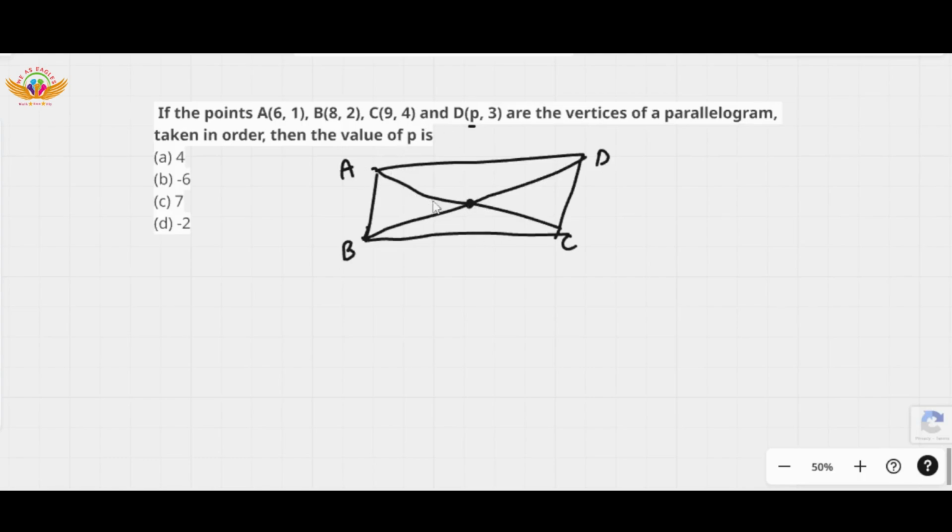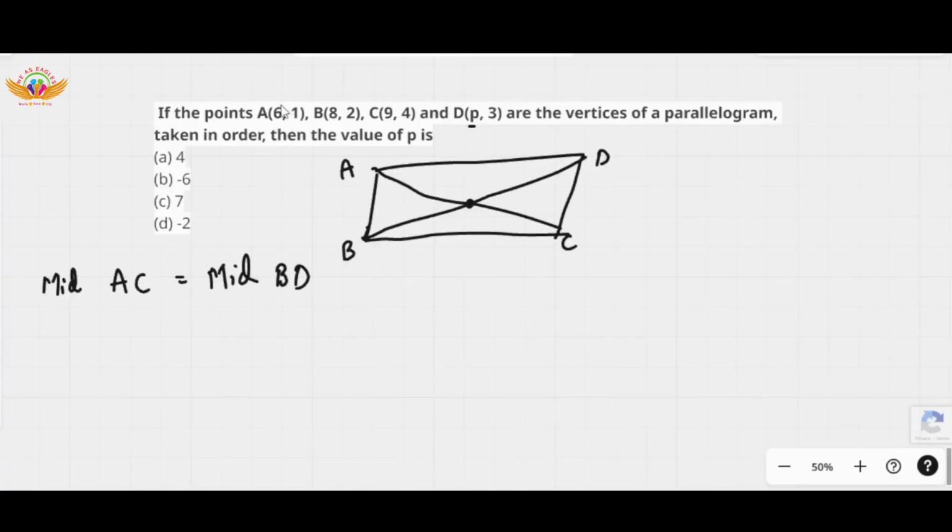So the midpoint of AC, I'm writing here the midpoint of AC, and the midpoint of BD will be equal at this point. For example, if it is 2 comma 3, this 2 comma 3 is for both BD and AC. Both are intersecting exactly at this middle point. So AC's midpoint is 2 comma 3 and BD's midpoint is also 2 comma 3. I'm just taking this as an example. So midpoint of AC will be equal to midpoint of BD.